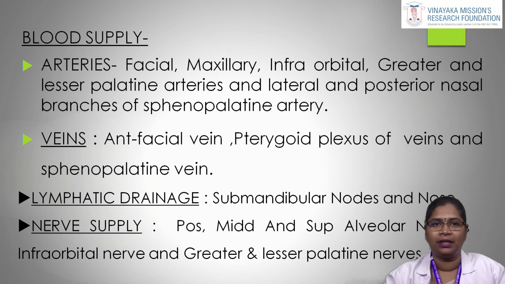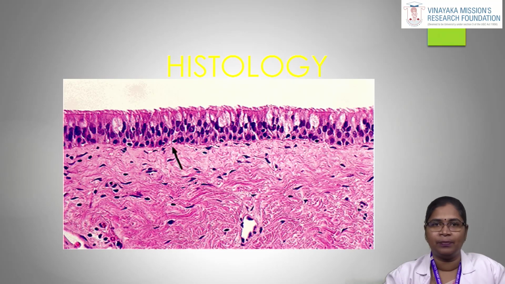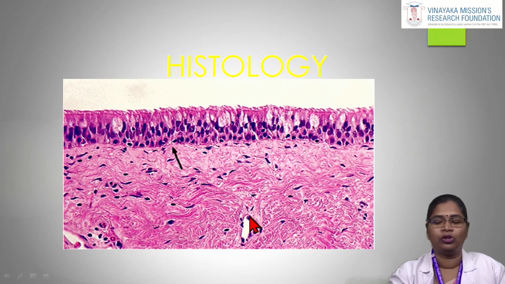Now let us discuss the histological aspects of maxillary sinus. Basically, maxillary sinus is lined with a mucous membrane resembling the respiratory type. The antral mucous membrane is formed of an epithelium resting on the basement membrane. This is the epithelium resting on the basement membrane and a subepithelial connective tissue. This portion is the subepithelial connective tissue.